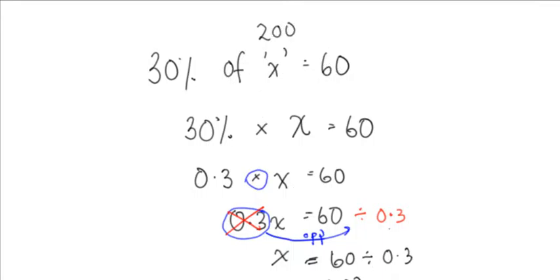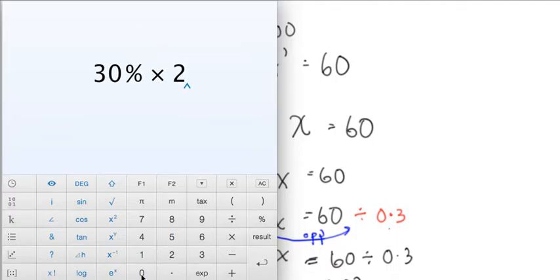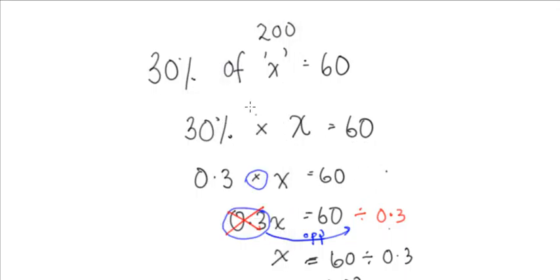And you can check that by putting it in the calculator. 30% of 200 equals 60. Cool.